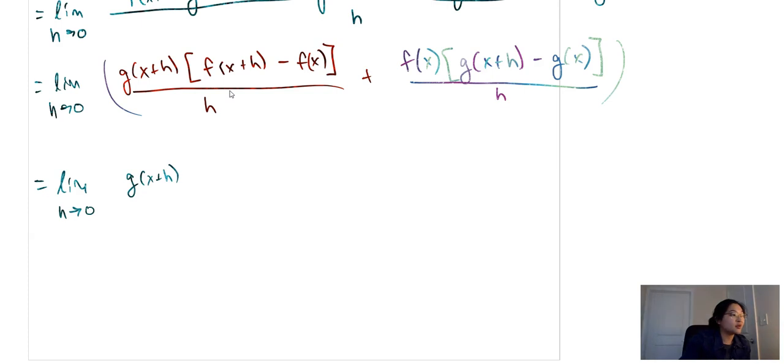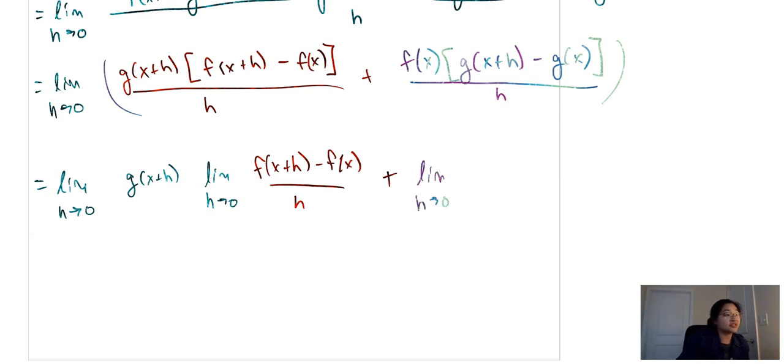When we have a limit, can't we look at the limit of the product? Yeah, because limits are just numbers, right? So we have the limit as h approaches 0 of what was inside here, f of x plus h minus f of x all over h, right? That's valid. Plus, I can also take the limit of this part separately. This is the limit as h approaches 0 of f of x times the limit as h approaches 0 of g of x plus h minus g of x all over h.